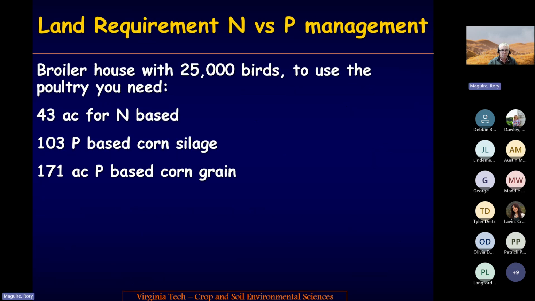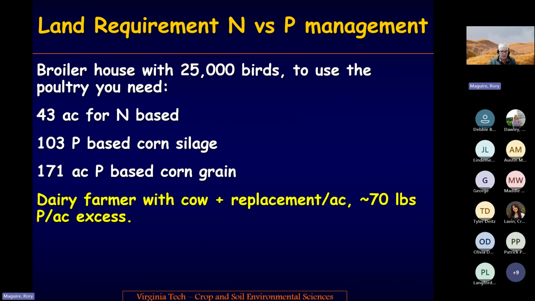So land requirement, Paige touched a little bit about this, land requirement for nitrogen versus phosphorus management. She went through the example of the broiler house with 25,000 birds and 6 flocks per year. For nitrogen-based, you only needed 43 acres. For phosphorus-based, you needed 171 acres. Within the nutrient management plans, you can write a 3-year plan, so you can do a nitrogen-based application 1 year, and then just come back with nitrogen-only urea or something like that the next 2 years. So you basically apply enough phosphorus for 3 years in 1 year application, and then don't apply any for the next 2 years.